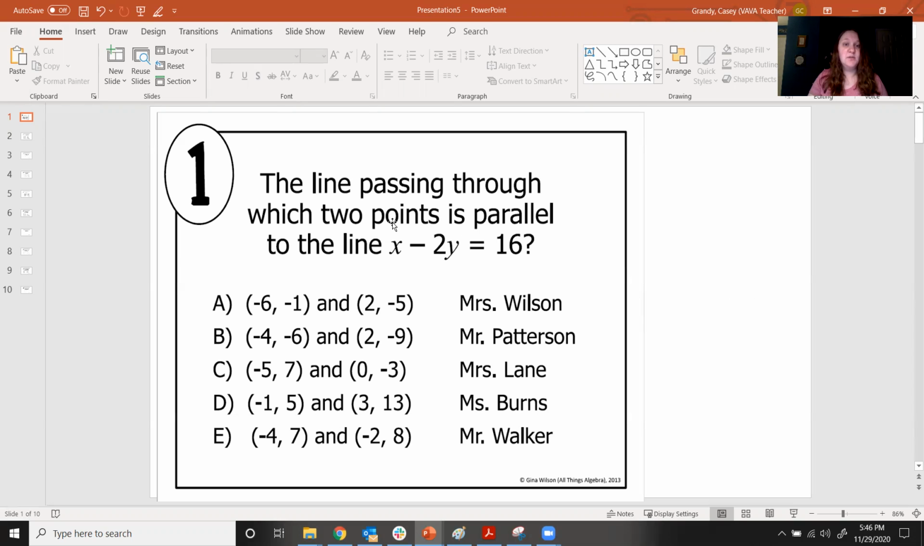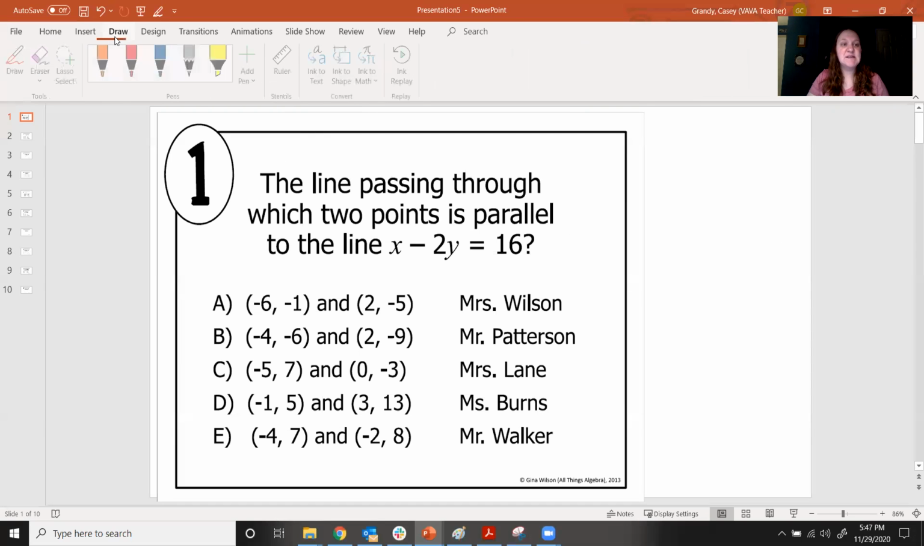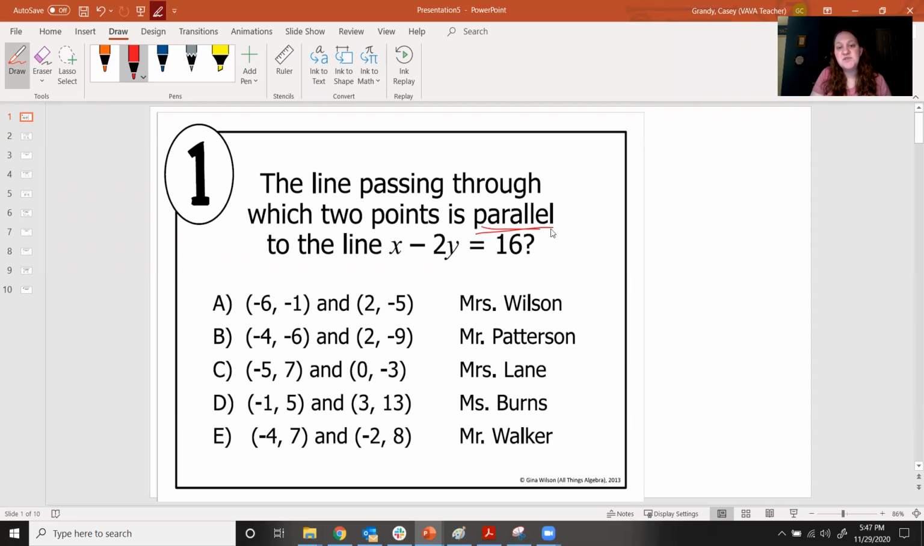So today, let's talk about parallel and perpendicular lines. This is a MathLib that is posted to OMHS. The answers from this will tell you what to plug into that MathLib and make a silly little story. But what's really important is we understand how to answer the questions. So number 1 says the line passing through which 2 points is parallel to the line x minus 2y equals 16. So what's important here is we note that word parallel. Remember that we learned that if two lines are parallel, then they have the same slope.